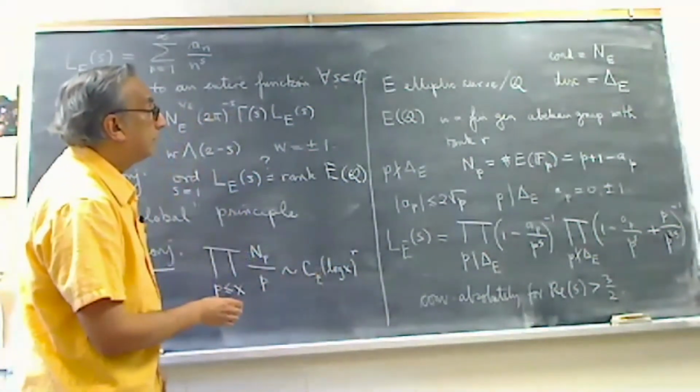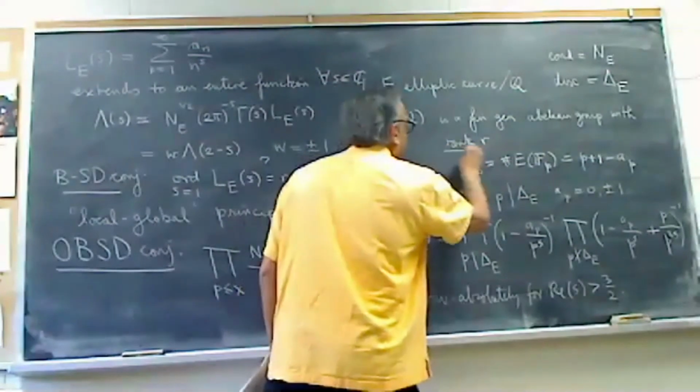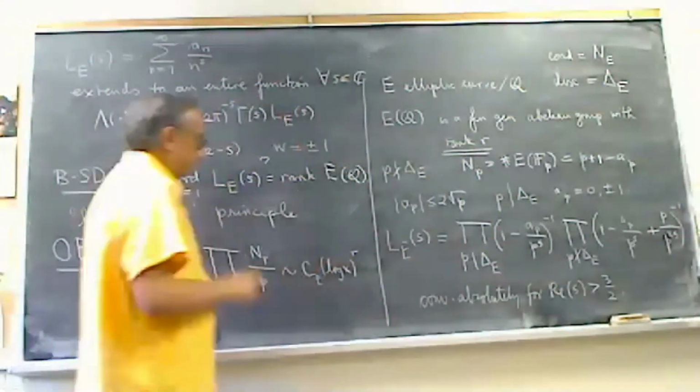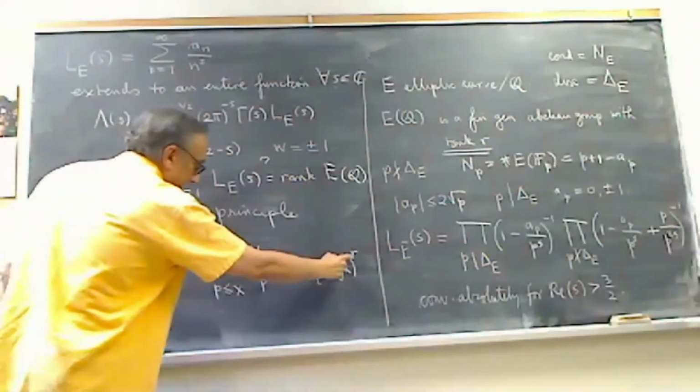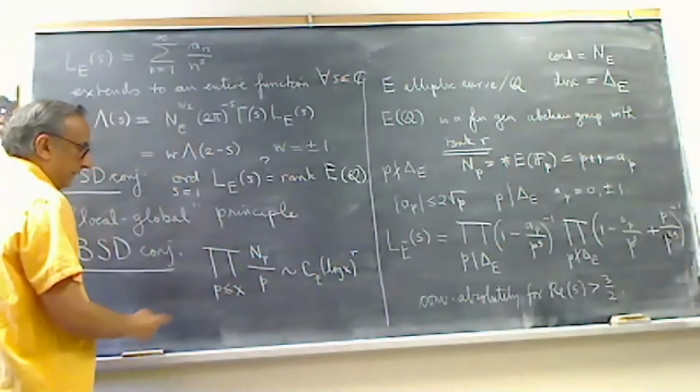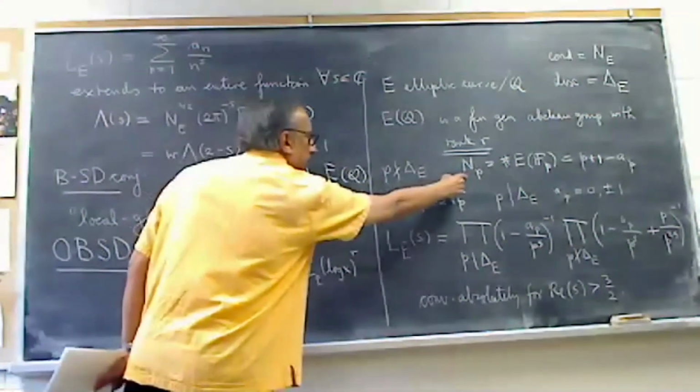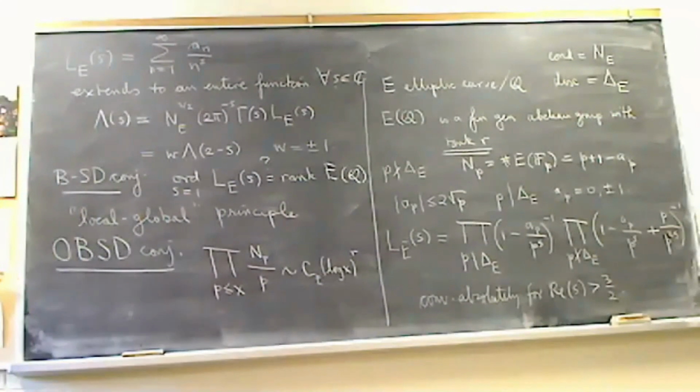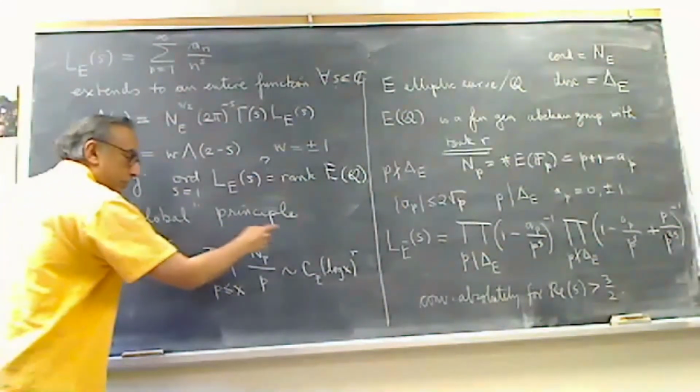So r is the rank. So that r is there. And then N_p is the number of points on the curve. And so this was the original Birch Swinnerton-Dyer conjecture.